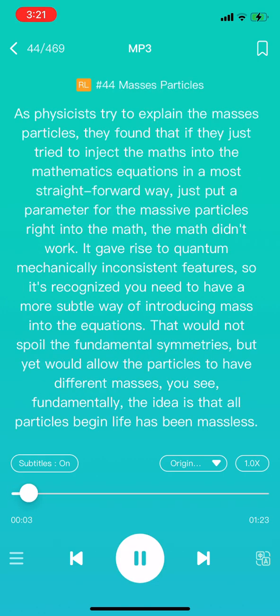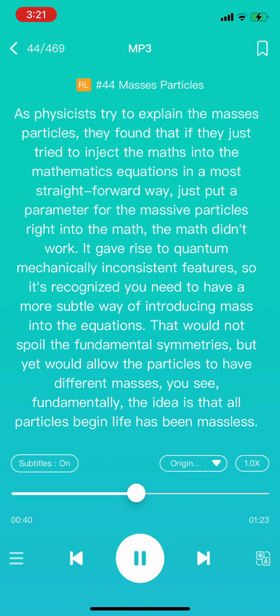As physicists tried to explain the masses of particles, they found that if they just tried to inject the mass into the mathematical equations in the most straightforward way, just put a parameter for the mass of a particle right into the math, it didn't work. It gave rise to quantum mechanically inconsistent features. So it was recognized that you needed to have a more subtle way of introducing mass into the equations that would not spoil the fundamental symmetries, but yet would allow the particles to have different masses.